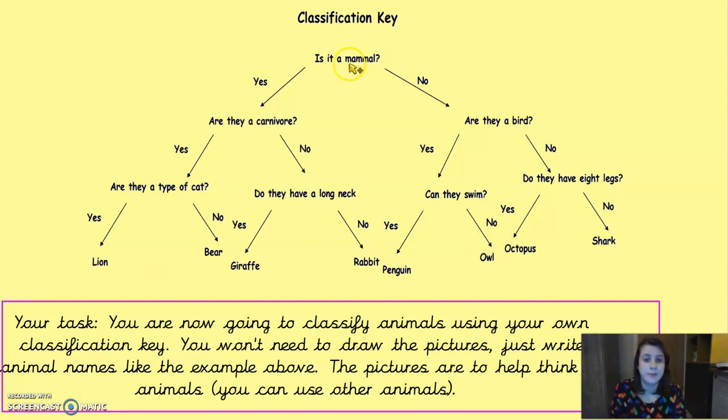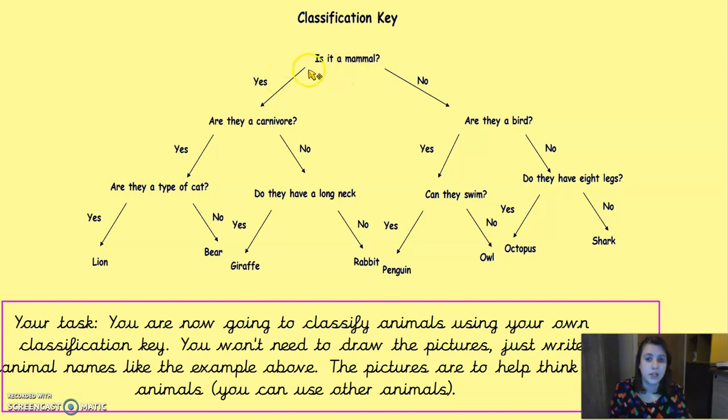So the key things to remember is you need a question to start it off. The stems coming off of it are always yes or no. Now, if you have got an animal down here, like the lion, that means that the lion's characteristics are yes to all of the previous questions. So yes, it is a cat. Yes, they are a carnivore. Yes, they are a mammal.